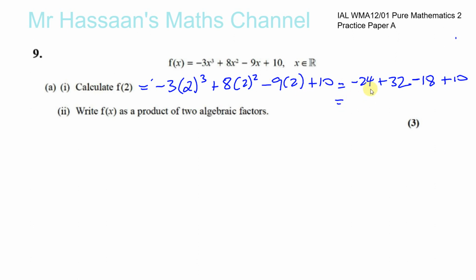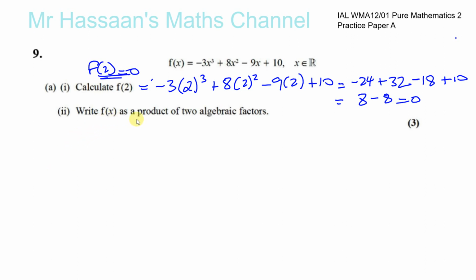So here, let's have a look at this. You're going to have 32 minus 24, that's going to be 8, and minus 18 plus 8, which is minus 8, which is equal to 0. So we can say that F2 is equal to 0. Should really write it down here.